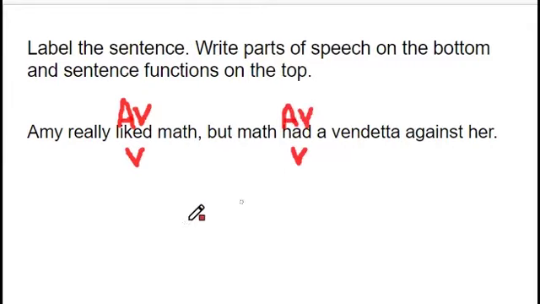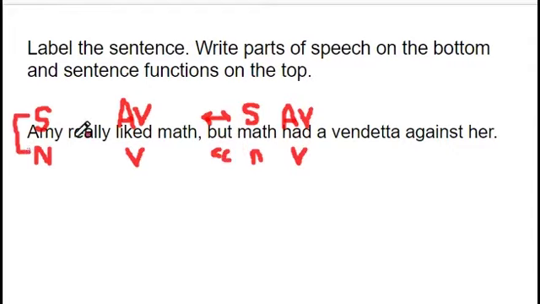Okay, then we say who or what liked math? Well, Amy did. And that's a noun. And who or what had a vendetta? Well, that's math. Okay, so yet again, it looks like we've got two little mini sentences, two little independent clauses here that are being joined by this conjunction. It's a coordinating conjunction. And if we wanted, we could actually bracket out these parts to show that we've got a little clause here, and we've got a little clause here. I'm just going to put little brackets around my clauses.